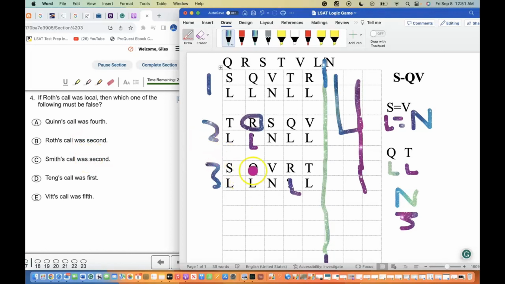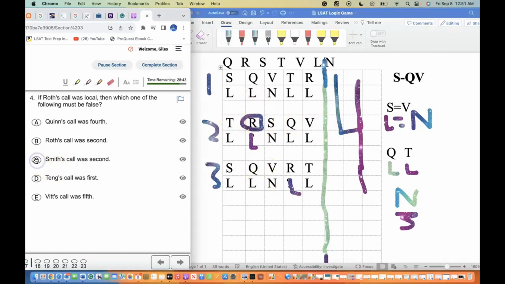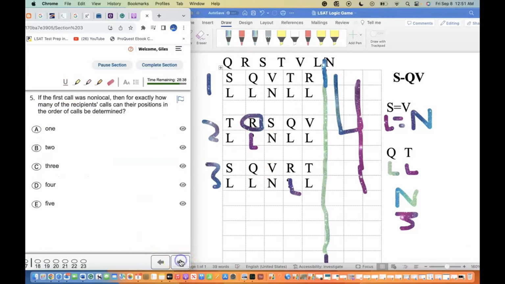Smith was the 2nd call. I do not see Smith being the 2nd call. I did see the other ones. T in the 1st call I see. B in the 5th call I see. I just don't see S. Smith in the 2nd. So I'm going to go ahead and mark that one as the one I do not see, which makes it false, and we got it correct.